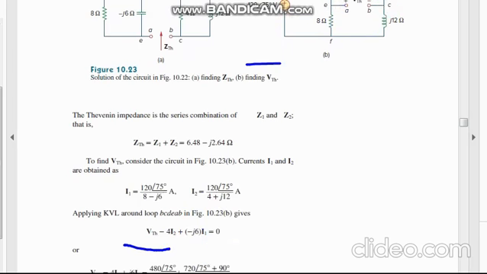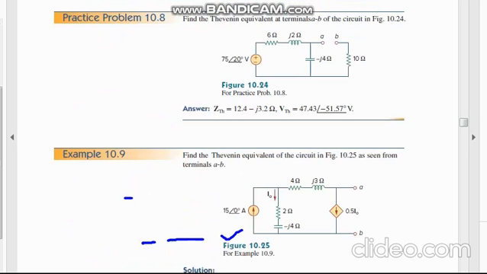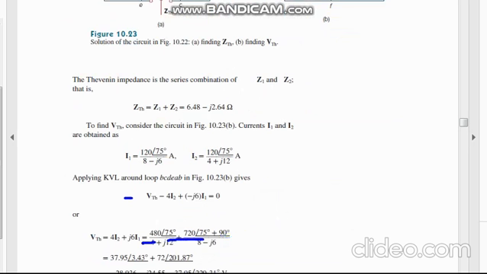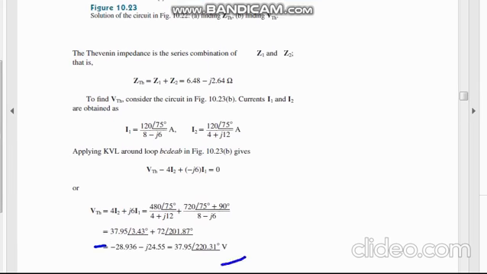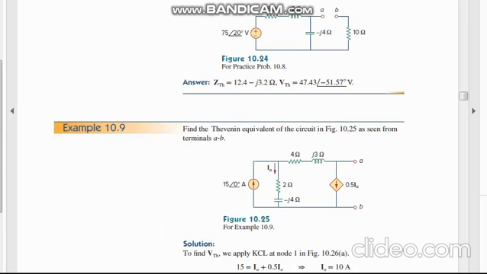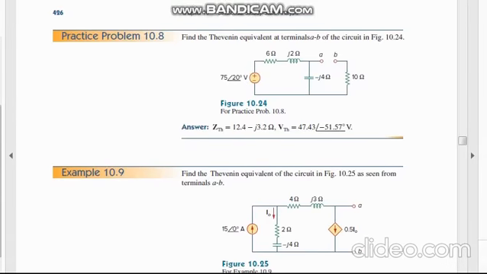Now you can find out the voltage from here. V Thevenin is minus 4 I1 I2 and plus minus J6 I1, and first of all you will find out the relationship like this. Just find out the V Thevenin, calculate it as usual, as you can see here, then you can find this voltage here.